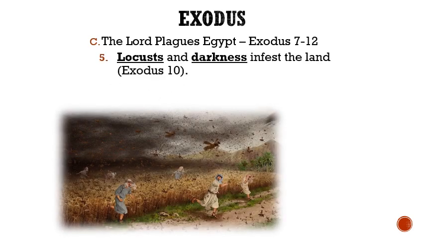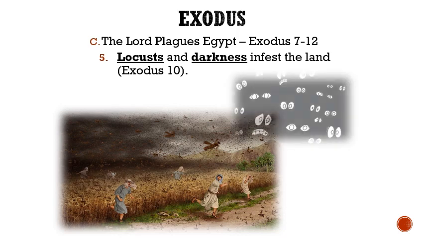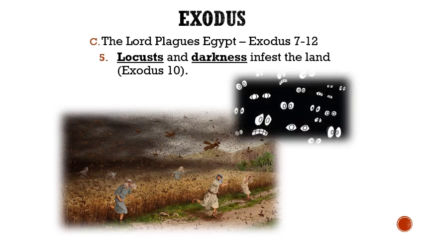Fifthly, locusts and darkness infest the land. Moses and Aaron went back to Pharaoh and threatened a mass invasion of locusts if he wouldn't humble himself and let them go. Pharaoh inquired as to whom would go. After Moses said everyone, Pharaoh replied, "No, only the men." This reaction of Pharaoh caused the Lord to bring locusts upon the land, and they devoured all the vegetation. Pharaoh begged Moses to stop the plague and forgive him of his sin. So the Lord sent a strong wind to drive the locusts into the Red Sea.